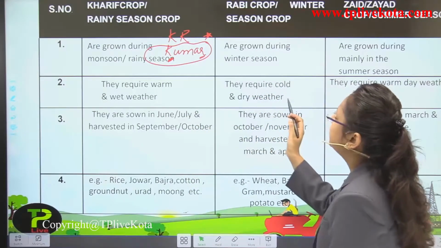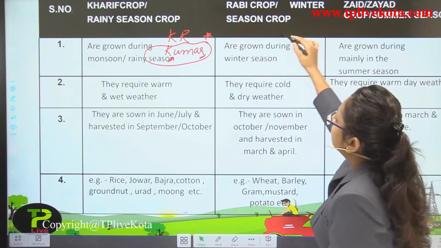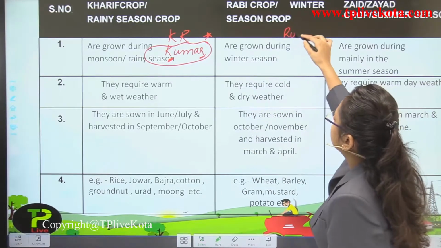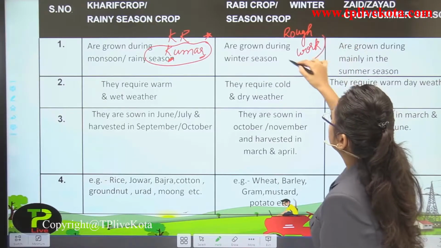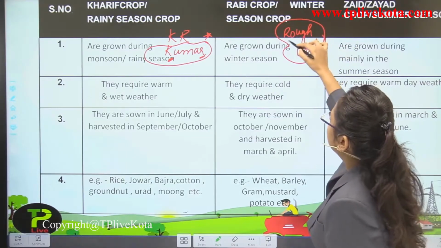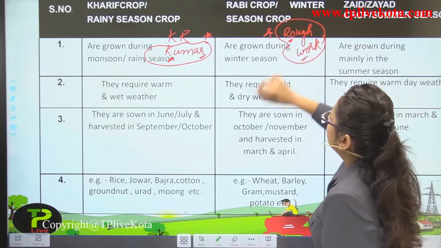Now the next one, that is Rabi crop, which is grown in winter season. So you can learn it like that, rough work. Rough work means R for Rabi and W for winter. So this is a small trick to learn it like that.